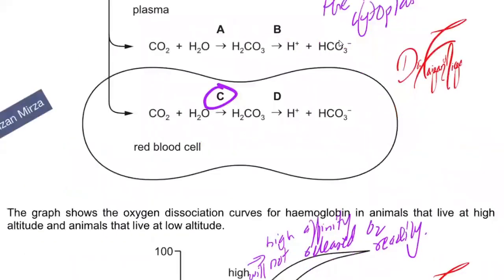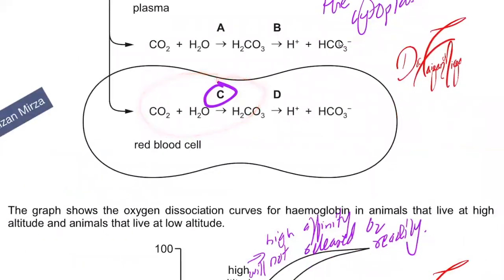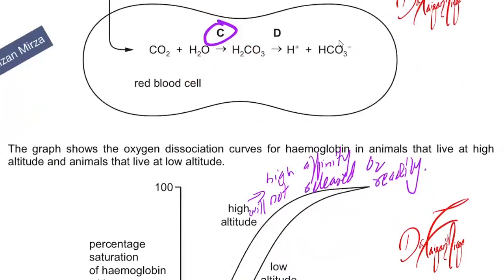We know that carbonic anhydrase catalyzes the forward reaction of CO2 and water combining to form H2CO3, and the same reaction in reverse can also be catalyzed by breaking H2CO3 into carbon dioxide and water. So in this case, since the blood cell has just passed from the metabolically active tissue, the answer is C.